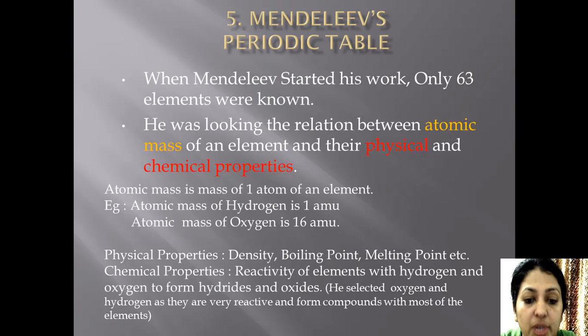But he checked the reactivity of elements with hydrogen and oxygen only, okay? To form hydrides and oxides. He selected oxygen and hydrogen as they are very reactive and form compounds with most of these elements, okay? Now one more time. He checked the connection between atomic mass and physical and chemical properties. Under chemical properties, he checked how these elements react with hydrogen and also with oxygen to form hydrides and oxides.